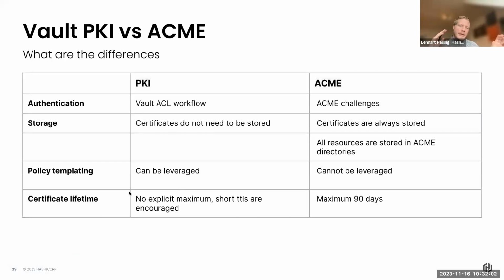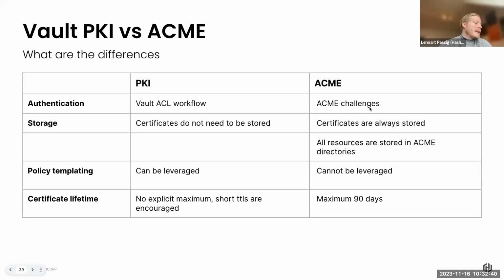So this slide shows a little more of the differences between what we may already know, the PKI piece of Vault versus ACME, which we now have as a standard, and what we will talk about today. The authentication piece I mentioned before: here we use the Vault authentication and workflow, while authentication in ACME is handled using the challenges, plus, if we have configured it, the AAB.